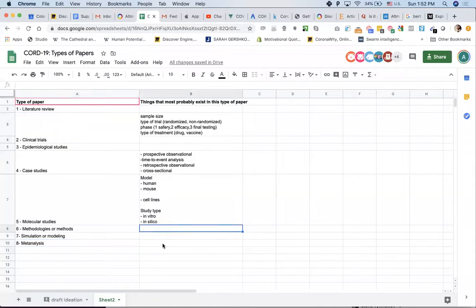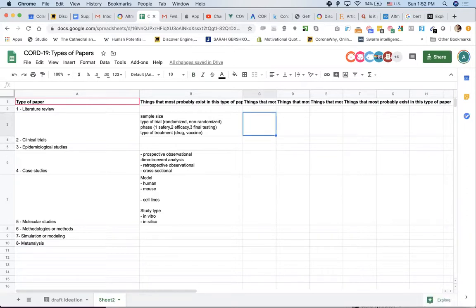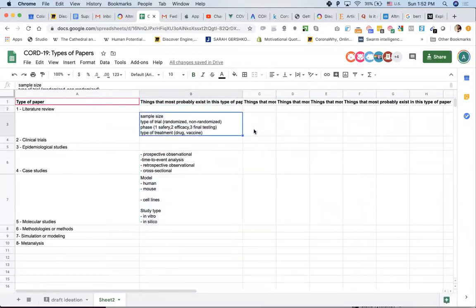So if you can, after this call, spend some time and try to fill these out, and you can do multiple columns so everyone can add their own ideas, and then we can have a quick call to merge those into one. You know what I mean, right? Yeah, that sounds like a good idea.